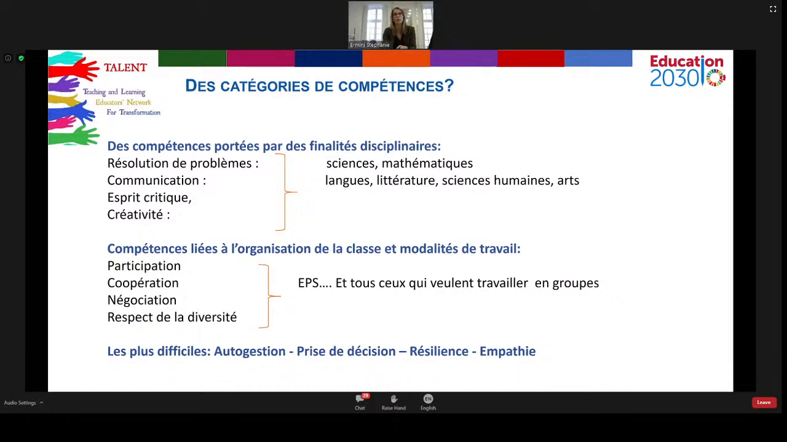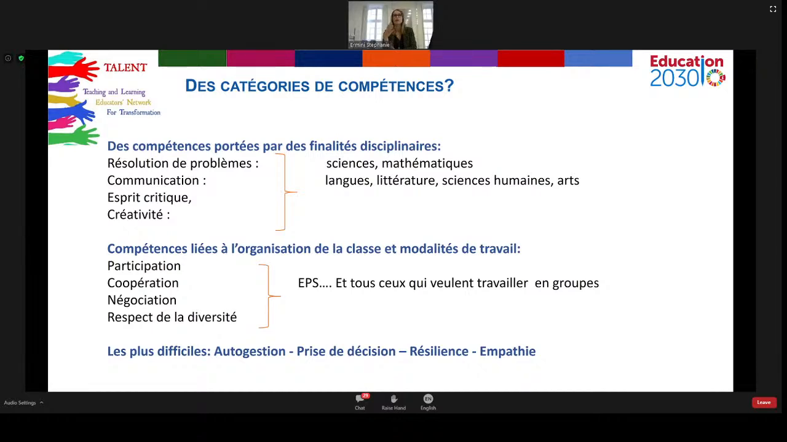The second group is skills linked to the organization of the class, working methods, and the interaction that the teacher can have with the class. And when we have group work, it's not enough to basically work on cooperation. You need to go a step further.